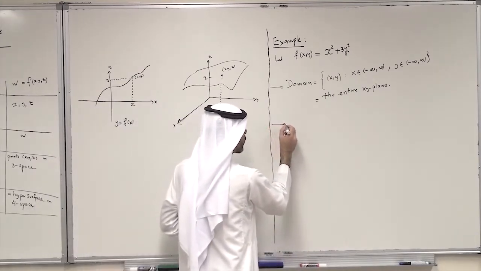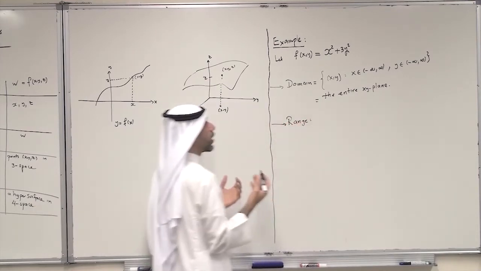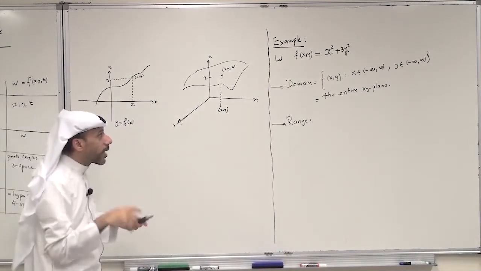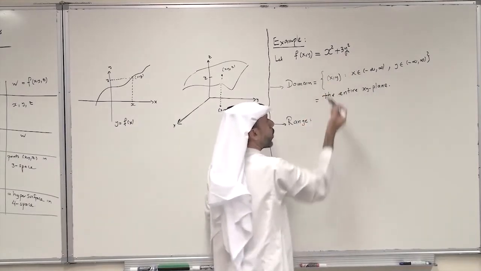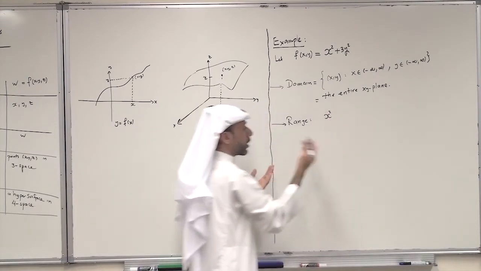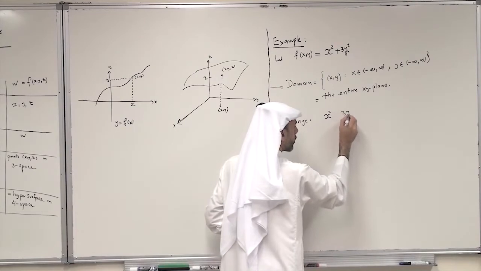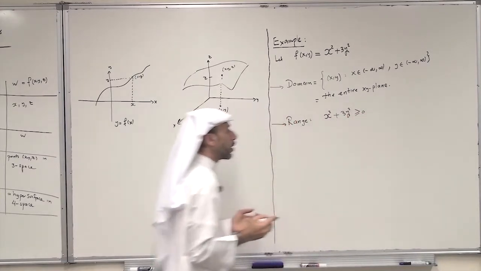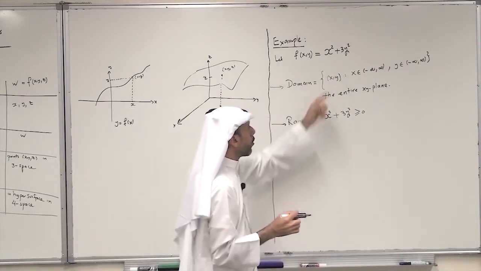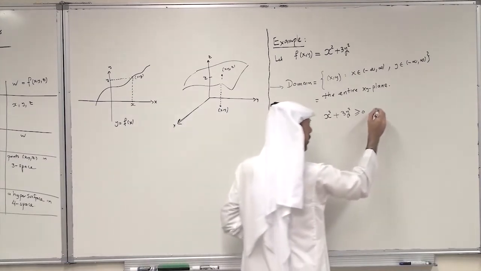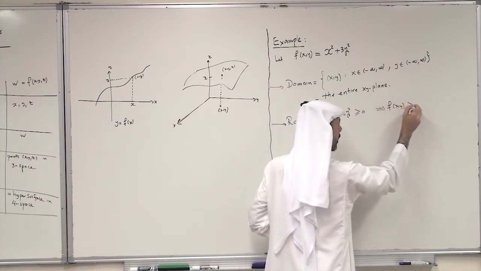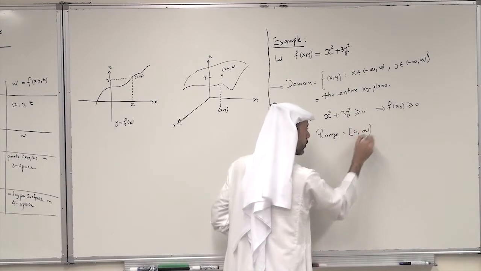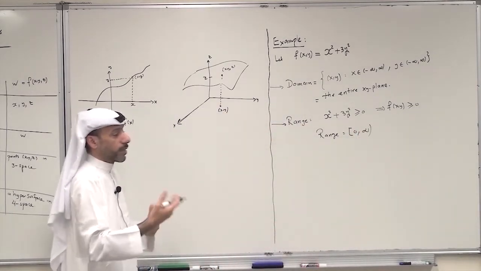Okay. What about the range? That is, what are the possible values of f when you substitute any point in the domain? Well, one can say easily that you have x squared and y squared. So x squared is always greater than or equal to 0, and 3y squared is also always greater than or equal to 0. When you add them, you still get greater than or equal to 0. So f(x, y) is always greater than or equal to 0, and the range will be the set from 0 to infinity.